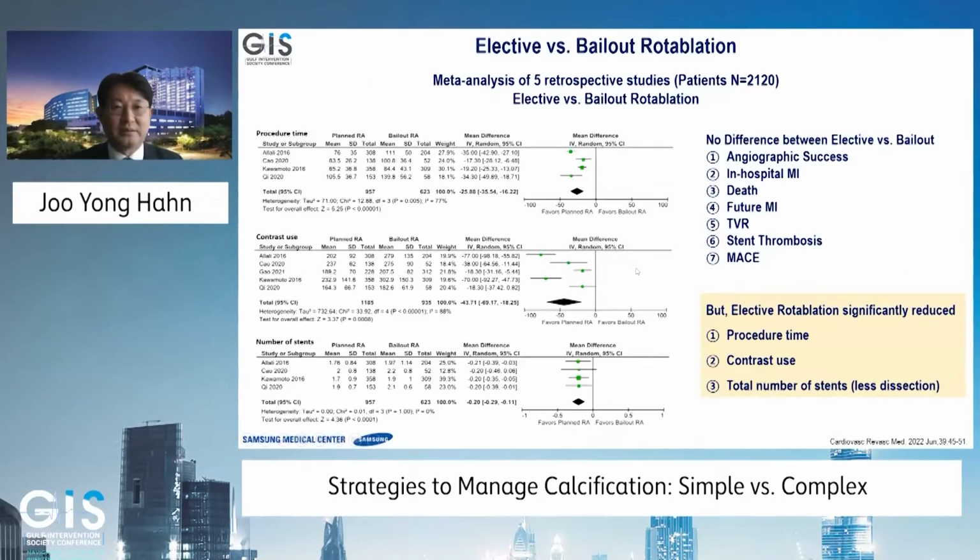In a meta-analysis of 5 retrospective studies, there was no difference between elective versus bailout rotational atherectomy with regard to angiographic success, in-hospital MI, death, future MI, TVR, stent thrombosis, or MACE. However, elective rotablation significantly reduced procedural time, contrast use, and the total number of stents, with less dissection.